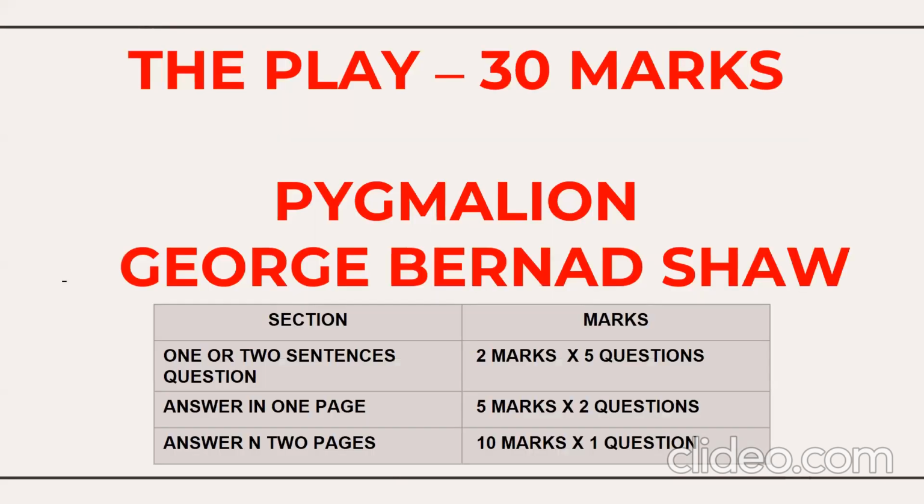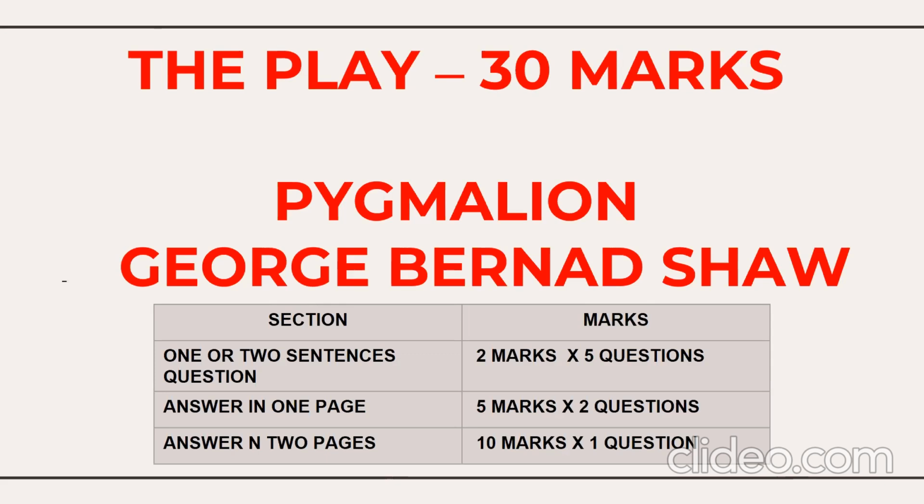Now let's try to understand the play. You have a play here for 30 marks, Pygmalion by George Bernard Shaw, and the questions are divided into 3 important sections. First, you have 2 lines questions for 2 marks: out of 7 questions, you need to attempt 5, and each has a weightage of 2 marks. Then in the second section, out of 3 questions, you need to attempt two, each for 5 marks.